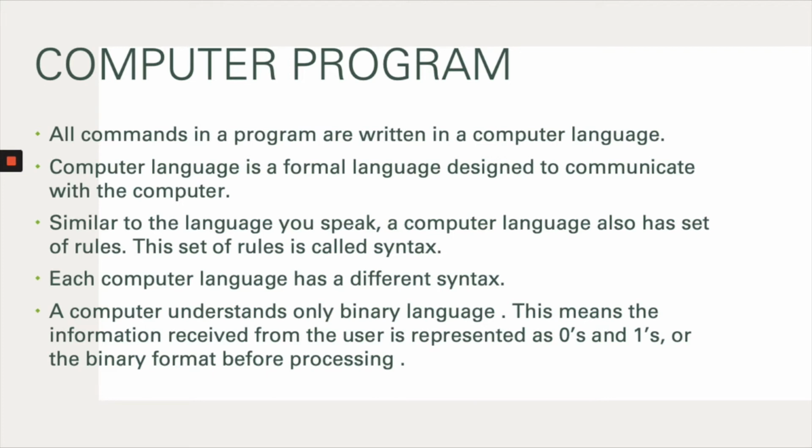A computer understands only binary language. We have studied this from a very lower class itself. The language understood by the computer is the binary language. It consists of zeros and ones. This means the information received from the user is represented as zeros and ones, or the binary format, before processing. So, any information received from the user will be converted into zeros and ones for the computer to understand.